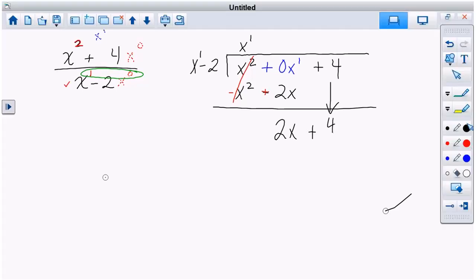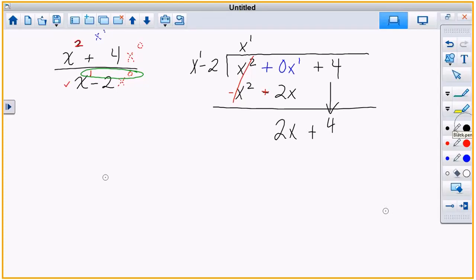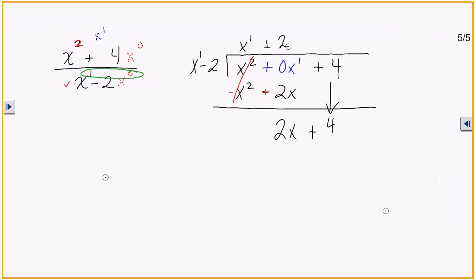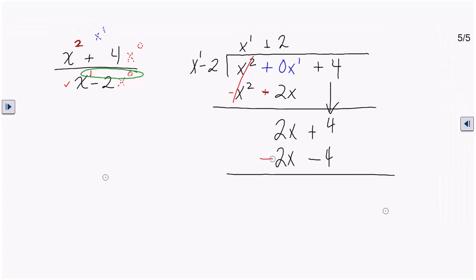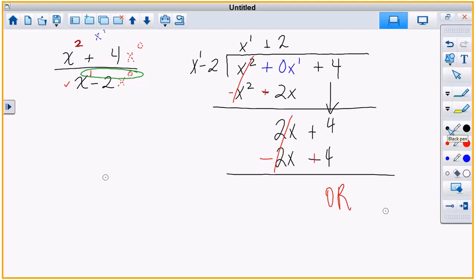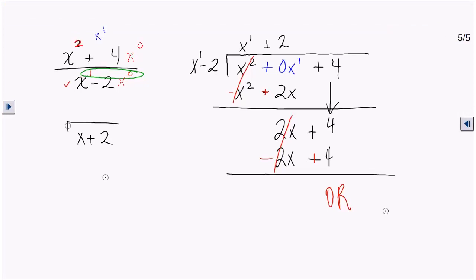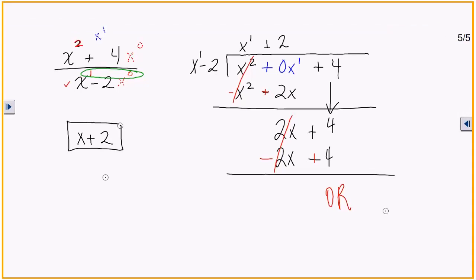How many times will x go into 2x? 2 times. 2 times x is 2x. 2 times -2 is -4. We always subtract, and that gives us a positive, and this goes out like it's supposed to, and we have no remainder. So this one terminates, and basically x squared plus 4 divided by x minus 2 is x plus 2. And that's how you use long division. The only thing you have to remember about long division is that all place values need to be taken up.